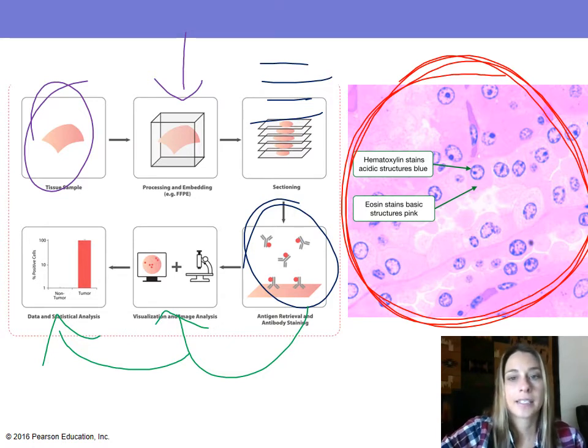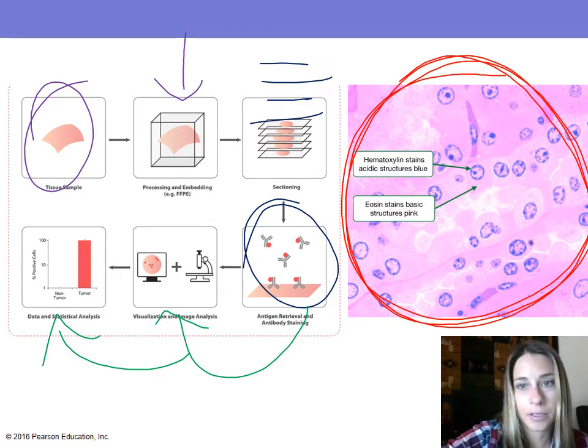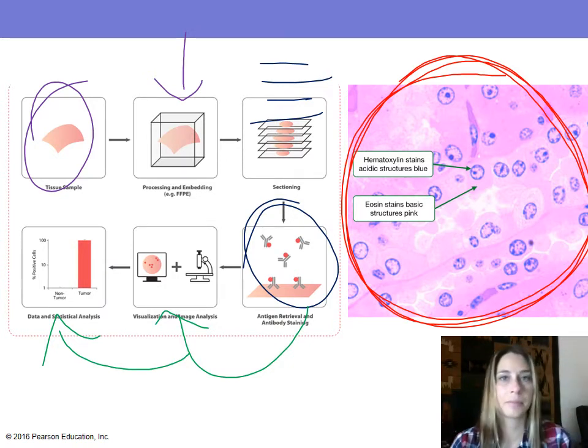Hematoxylin stains things that are acidic, right? So things like membranes, for example, and DNA, right? So it's going to stain those structures blue. So you can see here's the nuclei of the cell being stained bright blue, so that's nice. But eosin stains basic structures, and it has a nice pink stain to it.